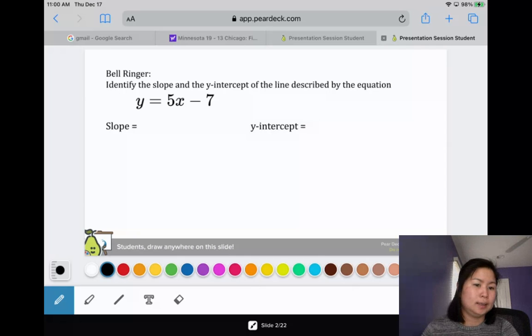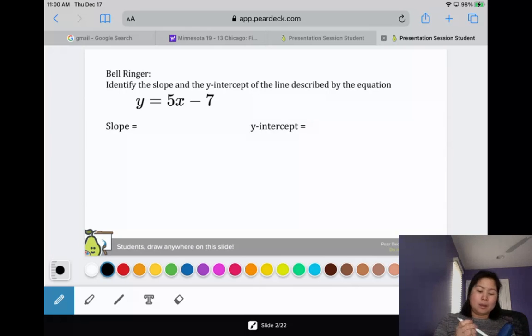All right, so the bell ringer, I'm going to quickly check one more time for those who turned it in. Perfect, good. So it seems to me that you got it. So the slope is the value in front of the x. So the slope is 5. The y-intercept is -7. So that's good.